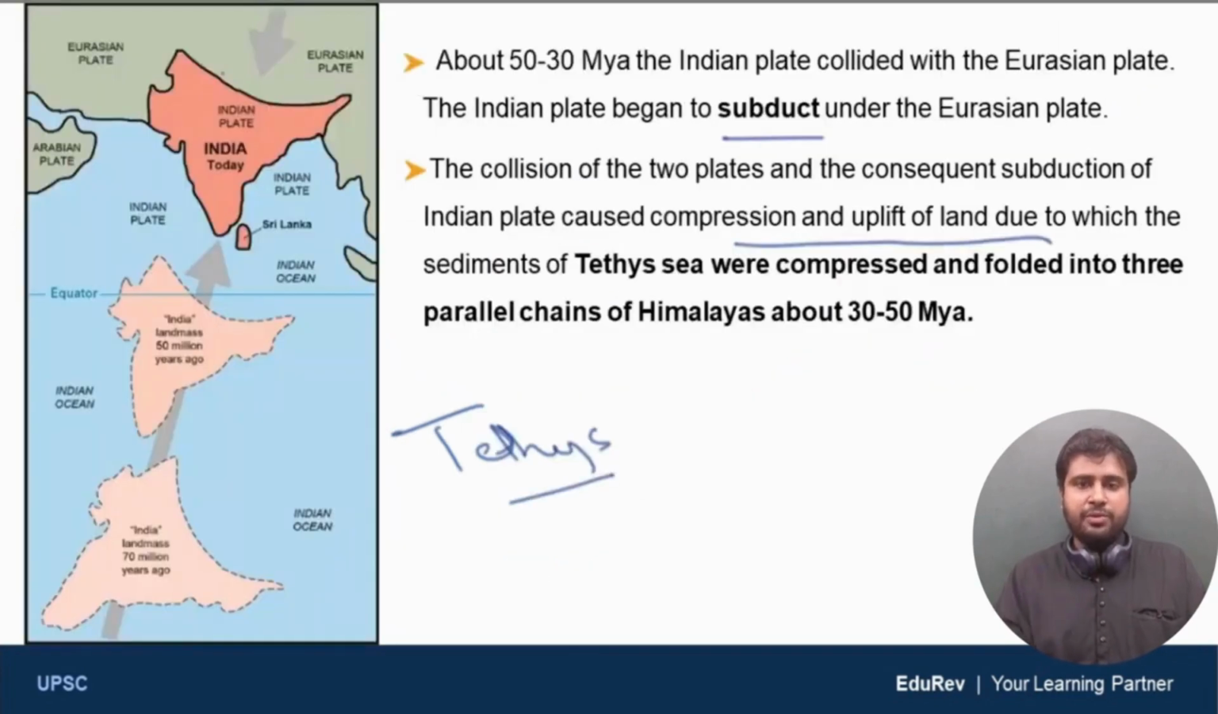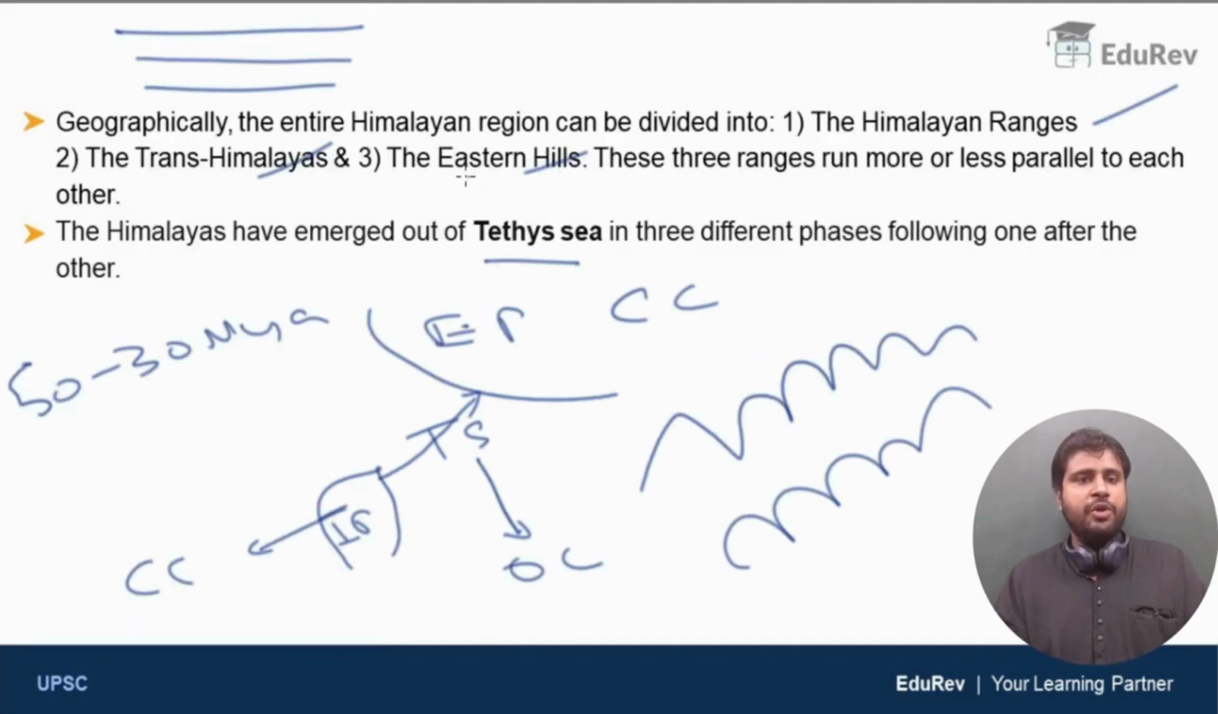Okay, now just look at this point. The sediments of the Tethys Sea were compressed and folded into three parallel chains of Himalayas about 30 to 50 million years ago. Clear? So, I hope you understood this concept, guys. The sediments of the Tethys Sea, the oceanic crust of the Tethys Sea, got compressed and folded into three parallel ranges of Himalayas.